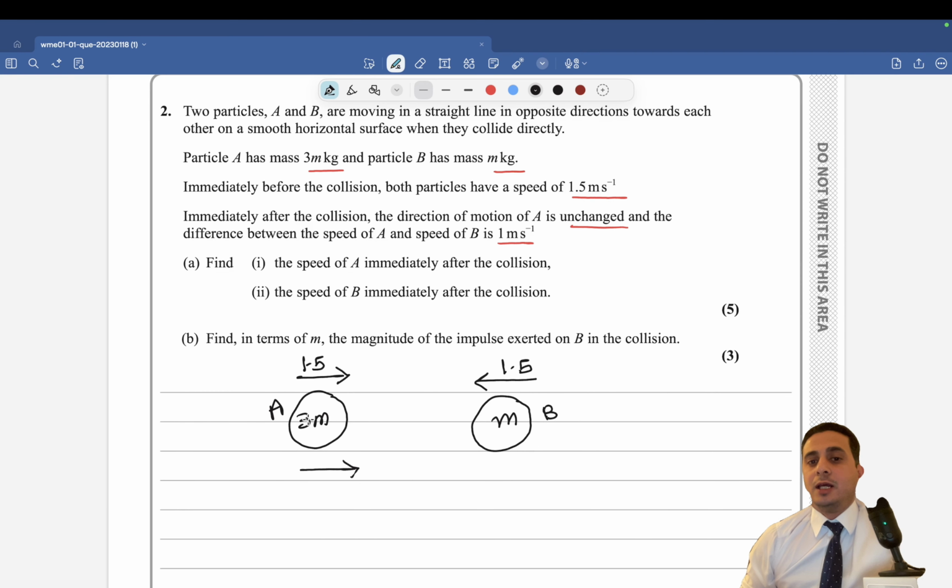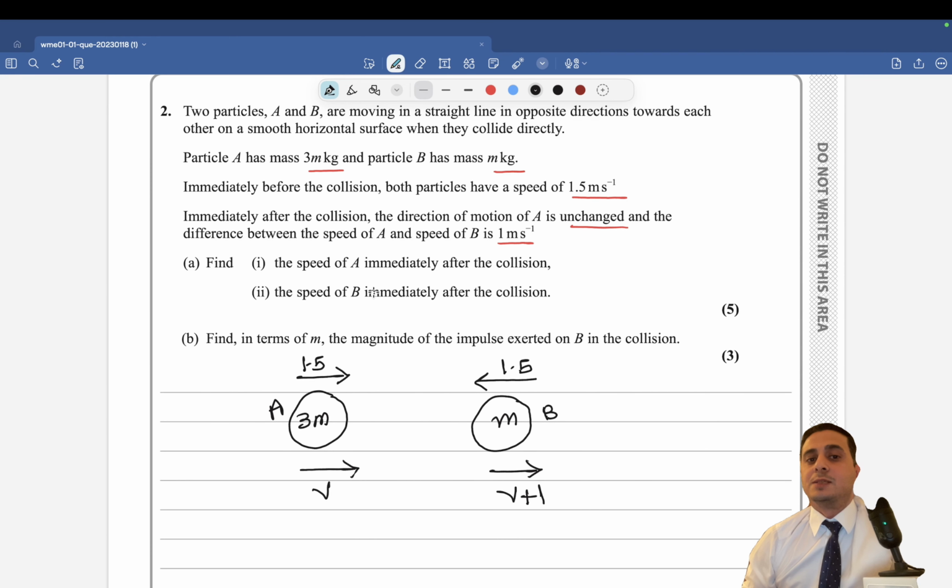Since particle A and particle B, before the collision, are moving with the same speed, particle A is heavier than particle B, and the direction is unchanged. This means particle B will reverse. It cannot pass through A or jump over A, so it must reverse, and reverse with a faster speed because it's lighter than A. So if I call this one v, the difference is 1 meter per second, so B, because it will be faster, will be v plus 1.